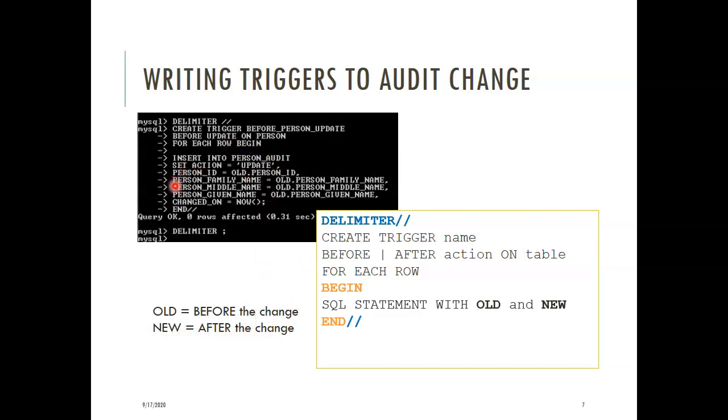So here we are saying we are storing the person ID as the old person ID. That is, we're backing up the old information before the update. And we're doing the same thing with the family name here as the old family name, the old middle name, and the old given name. That is all the information before the update process has been successful. And then we're also going to store the timestamp on which the information was changed, and we're going to use the now function in order to do that.